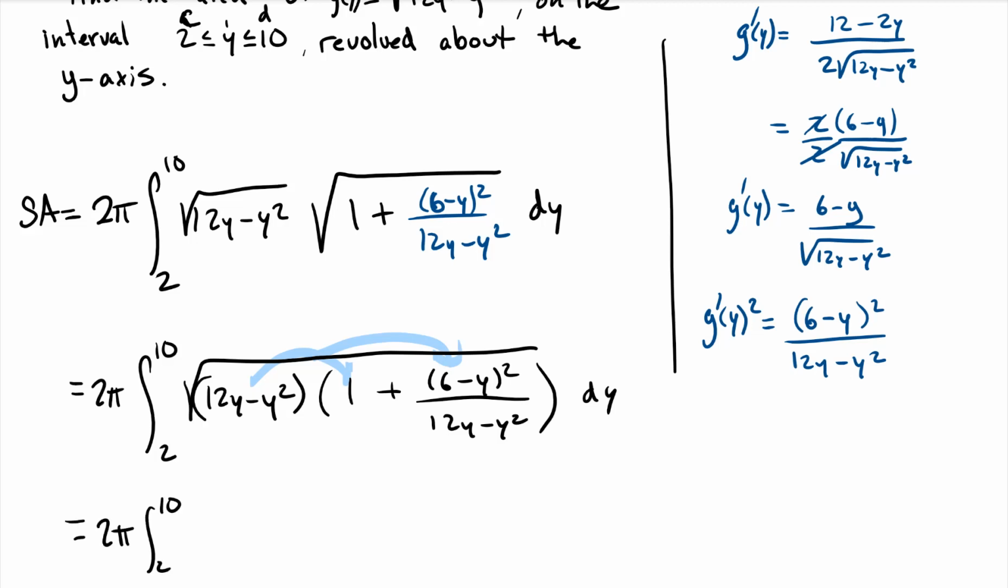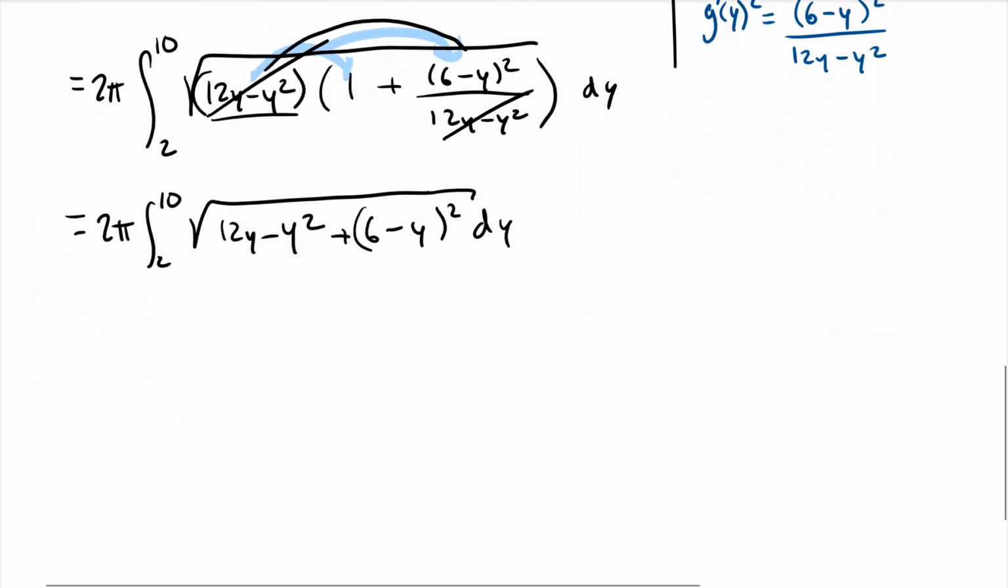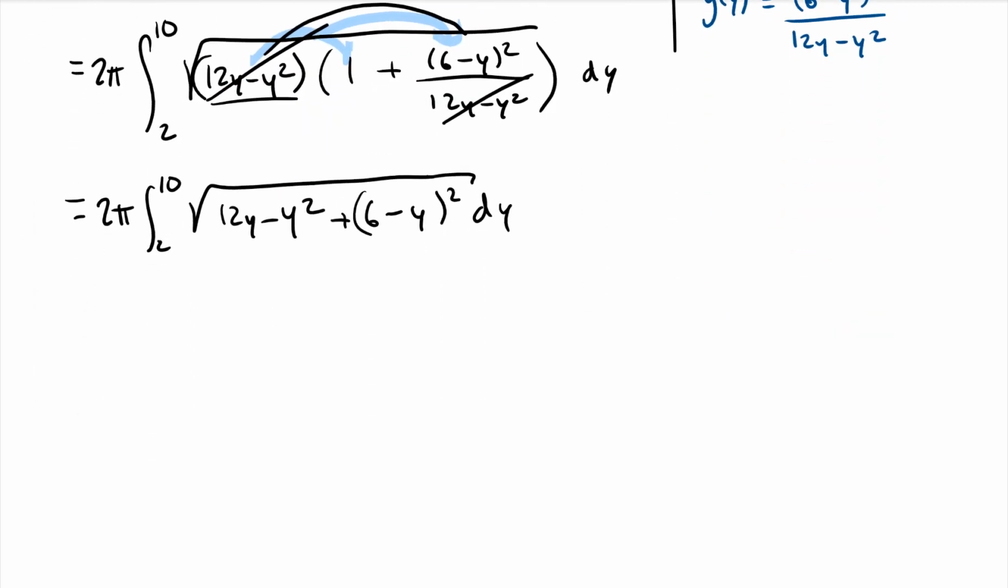Yeah, it's got to be this, isn't it? So 1 times that stuff is that stuff. And then when we bring it in over here, they just cancel, leaving us with plus 6 minus y all squared dy. So what's that going to be? We're going to lose a term. Yes, this is going to work. Come on, please work.